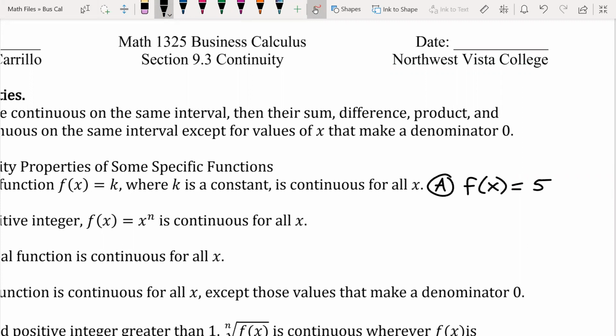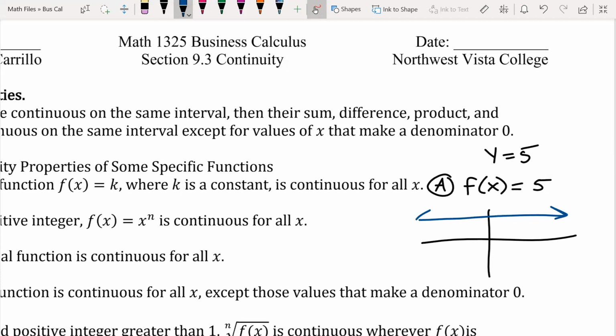Now, if I were to graph that, f of x equals 5 is basically the same as me saying y equals 5. What type of line would that make? A horizontal or a vertical line? Horizontal, good. So you would have a horizontal line like that, where this tail would go to negative infinity and that tail will go to positive infinity. Since this function goes on infinitely, one towards negative infinity, one towards positive infinity, by the property, a constant function will be continuous for all x. That's all it means.